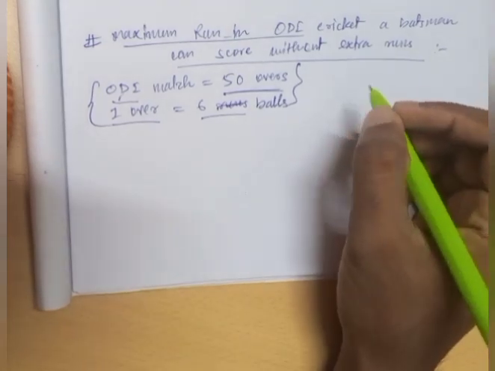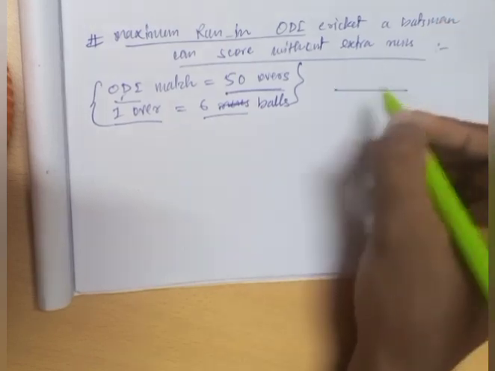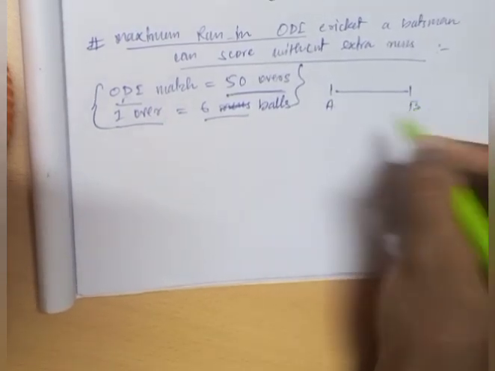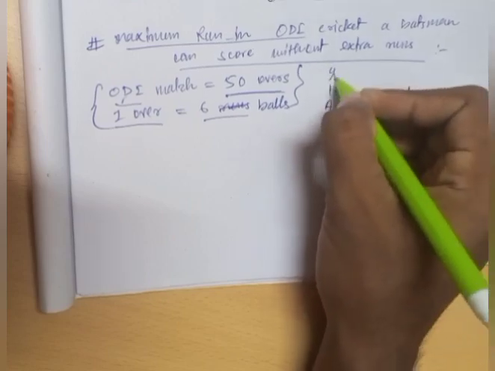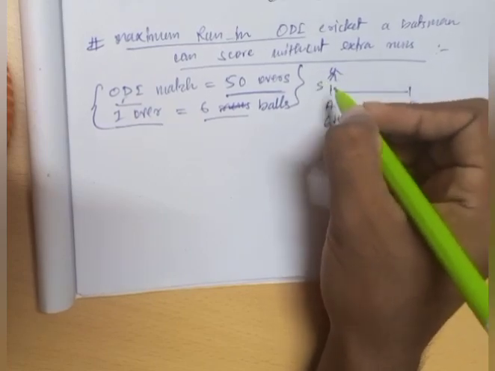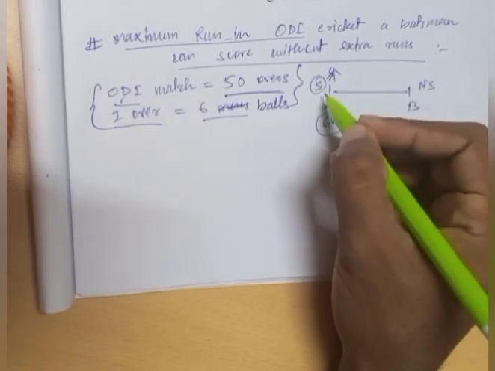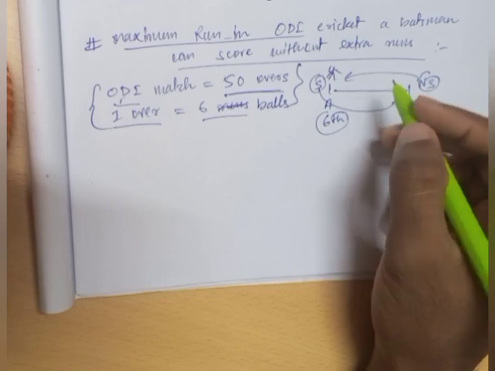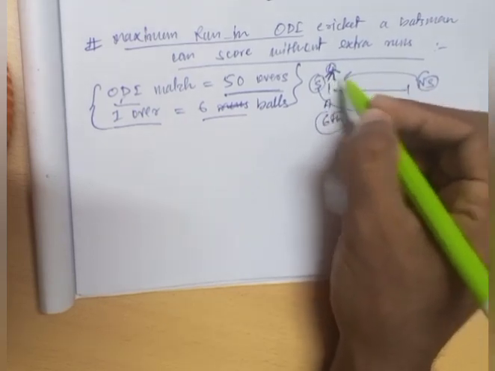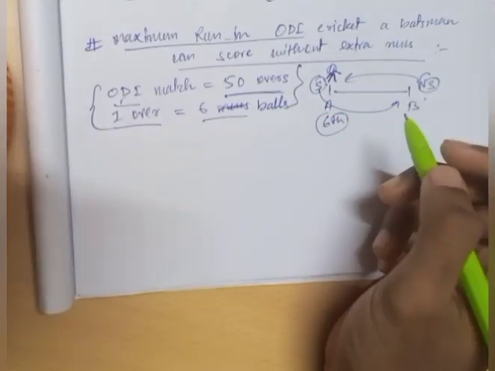After every over, the batsmen have to rotate the strike. For example, if these are the two ends, A and B, and at the end of the over, the sixth ball, a batsman is on this side, on strike, and the other is non-strike. After the sixth ball, the strike batsman goes to the non-strike end and the non-striker takes the strike. So to maximize this, we take this batsman to the non-striker end so that after each over he comes back to the strike again.